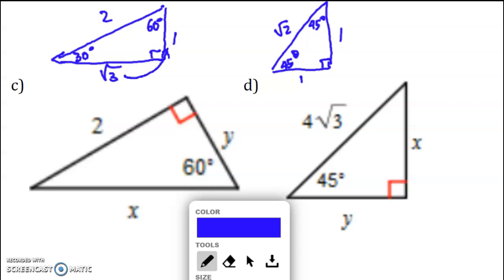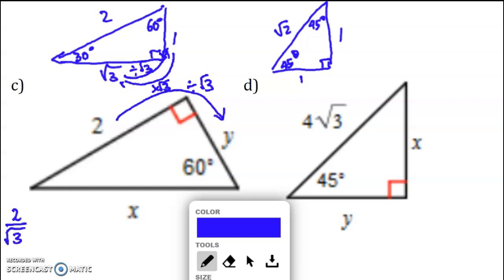So what did I do to get from the long leg to the short leg? Okay, so I know that going from the short leg to the long leg was multiplied by root 3. That means to go backwards, you need to divide by root 3. So to go from the long leg to the short leg, I need to divide by root 3. So 2 divided by root 3 is the same as 2 over root 3.